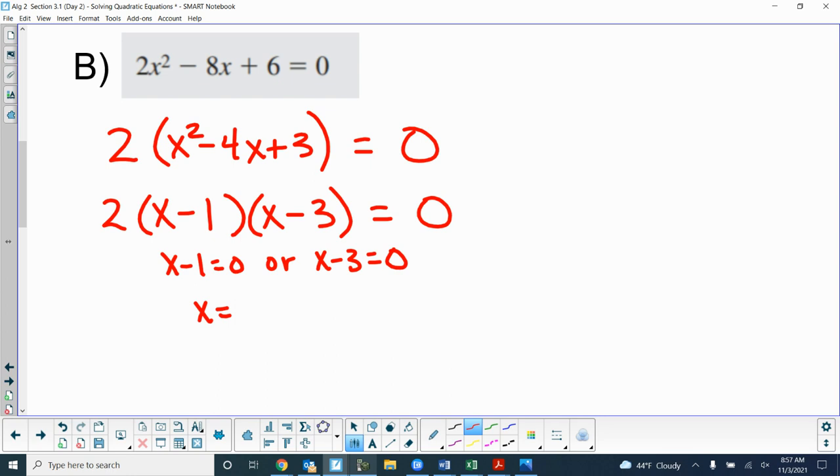What am I going to do with that minus 1? It's going to become a positive 1, right? What's going to happen with this 3? Positive 3. So there's my two solutions, my two roots for that equation. If I graphed it, the parabola would cross at 1 and 3. Does it open up or down, that parabola? Up, because it's a positive 2, a value, right? Questions?